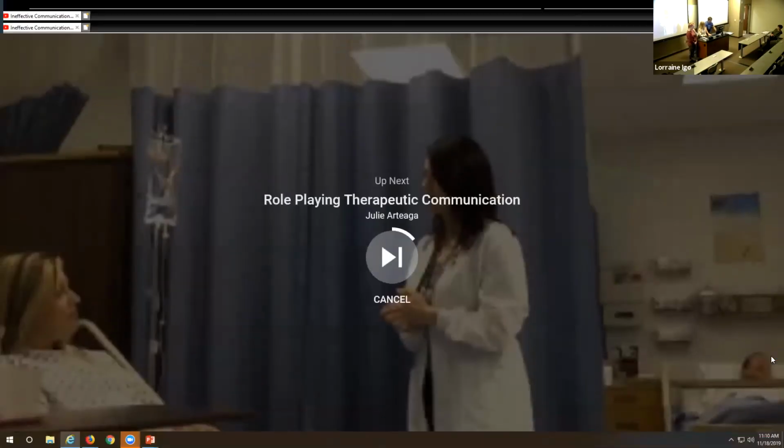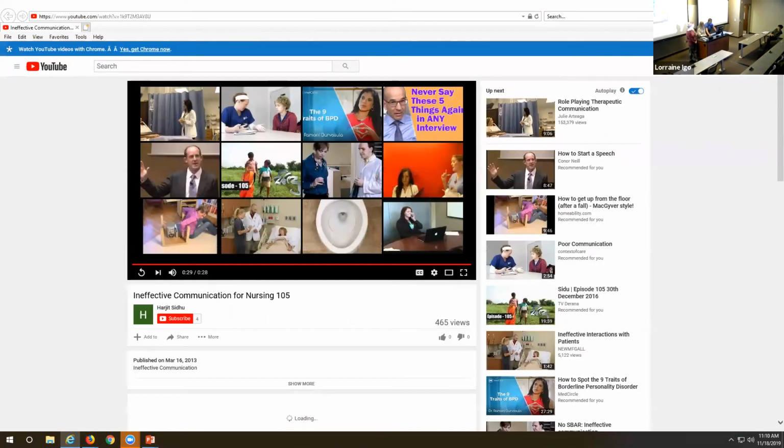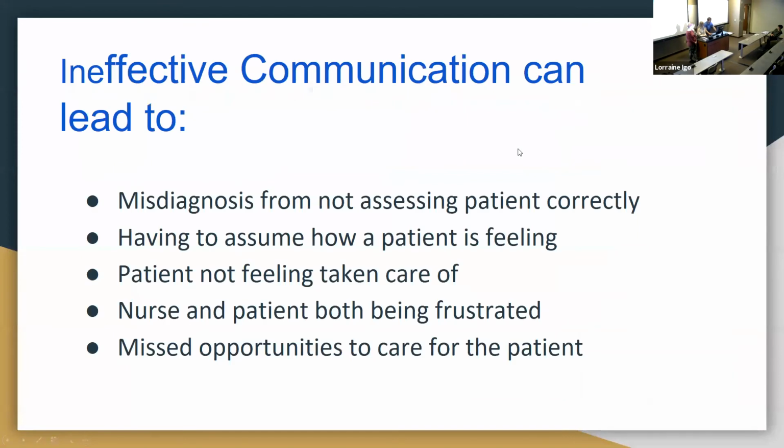So that's clearly not what we're supposed to do. Ineffective communication can lead to misdiagnosis from not assessing patients correctly, having to assume how a patient is feeling, patient not feeling taken care of, nurse and patient both being frustrated, and missed opportunities to care for the patient.